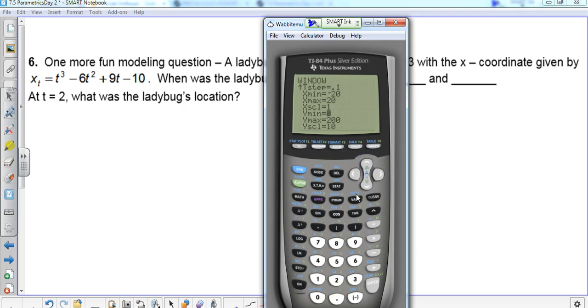All right, this should be 0 to 5, maybe. Okay, one more time. Here she goes. She goes to the right, to the left, and then she takes off to the right and goes really, really fast.